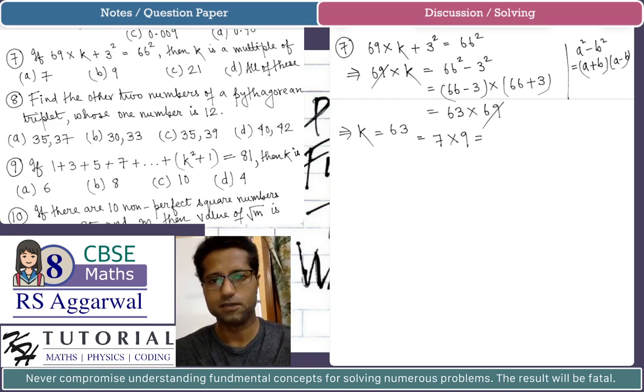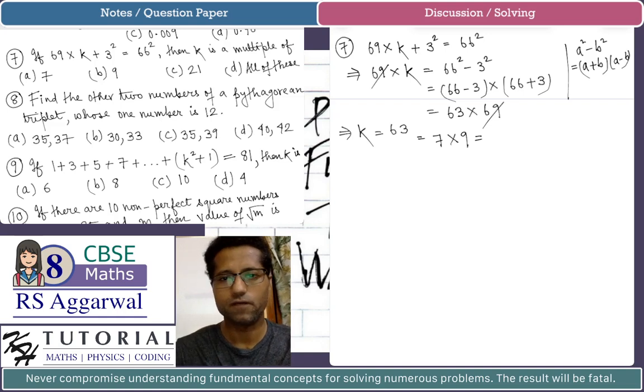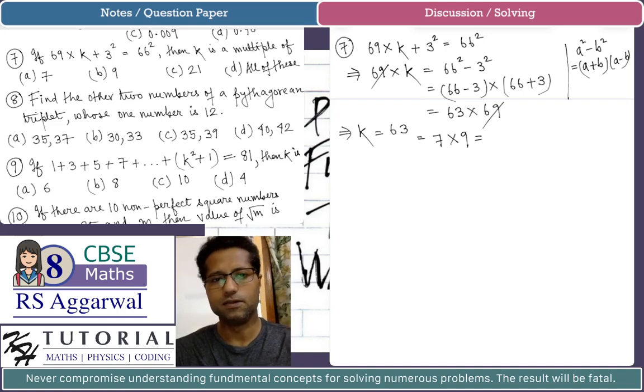Since in the choices there is a choice D, which is all of this, you have to be very careful to see whether all the three choices A, B, and C apply or not, because choice D is all of this. Now we see that 63 can be written as 7 into 9.